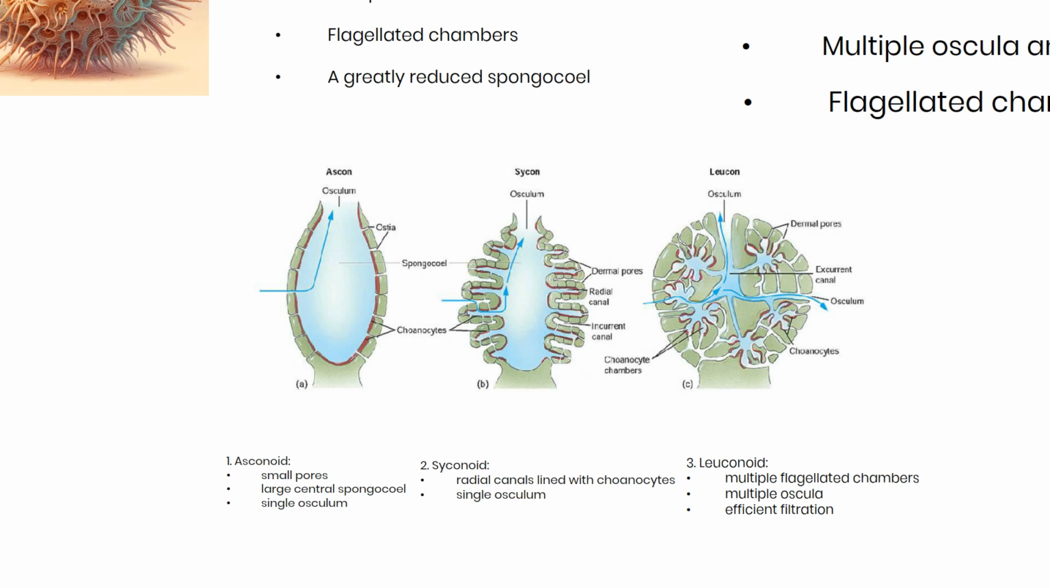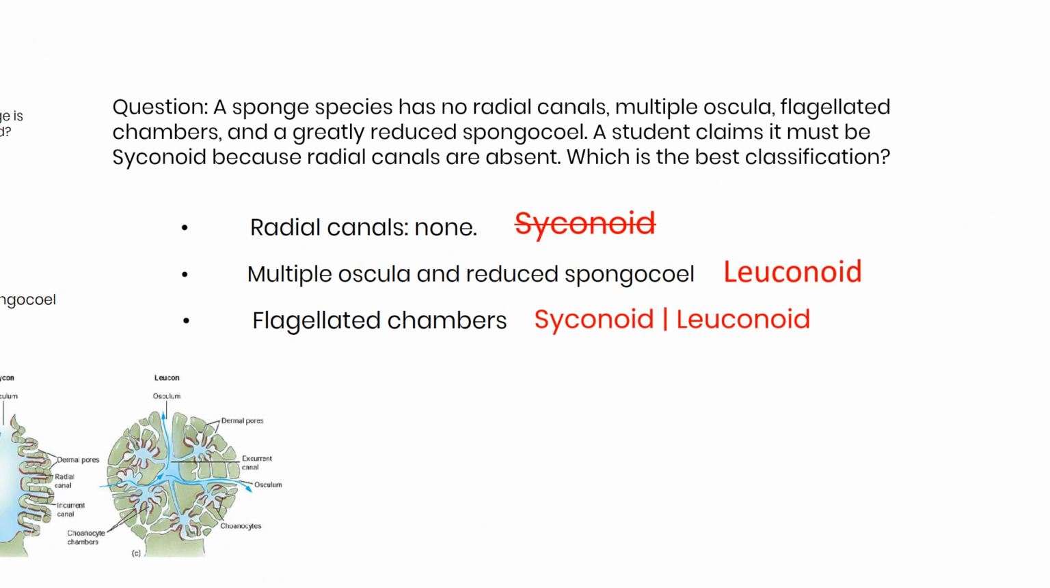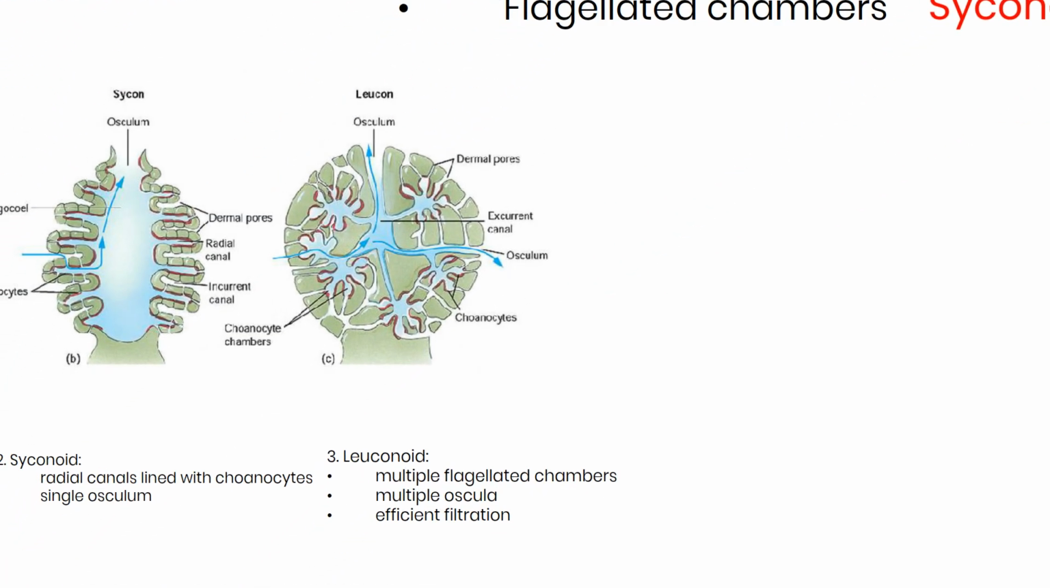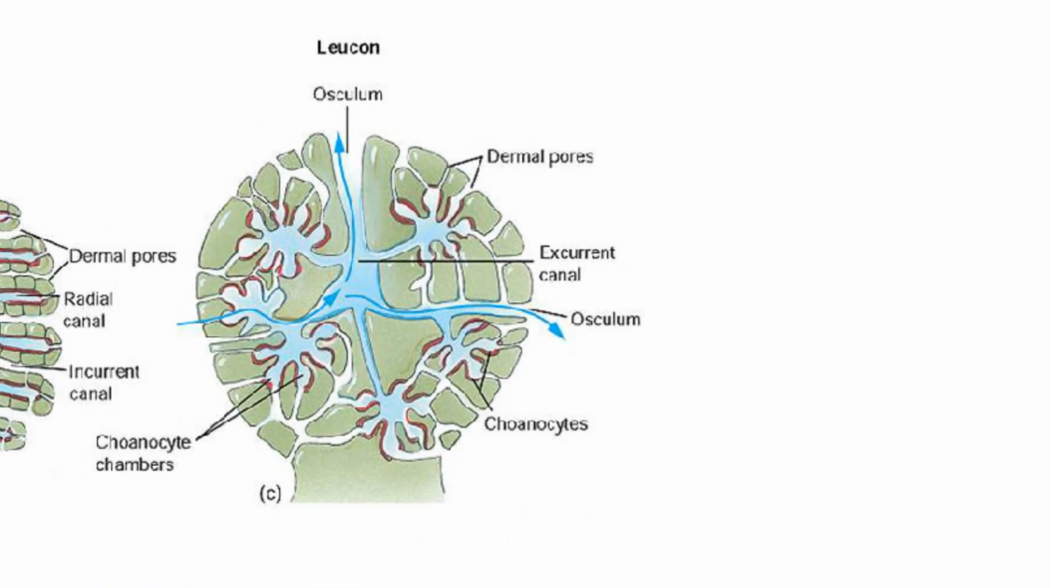What about asconoid? Well, asconoid sponges are very simple. One osculum, large spongocoel, and no folded chambers. Since our sponge has multiple oscula, flagellated chambers, and a reduced spongocoel, it's definitely not asconoid. So what's left? Leuconoid. Multiple oscula allow water to exit efficiently.